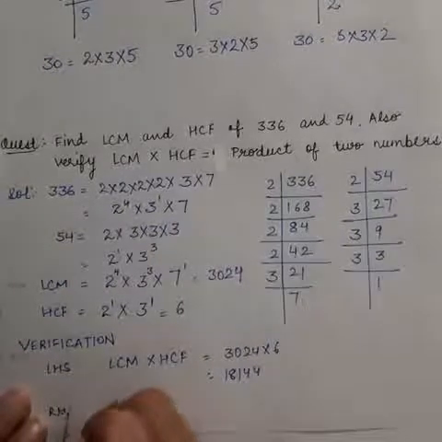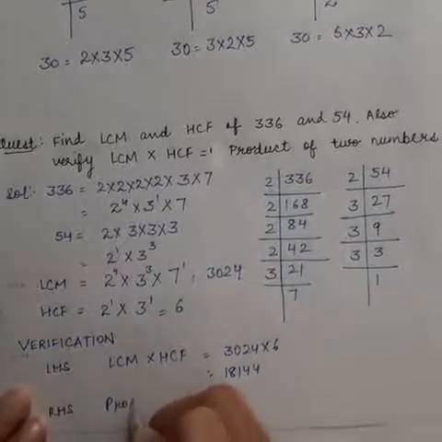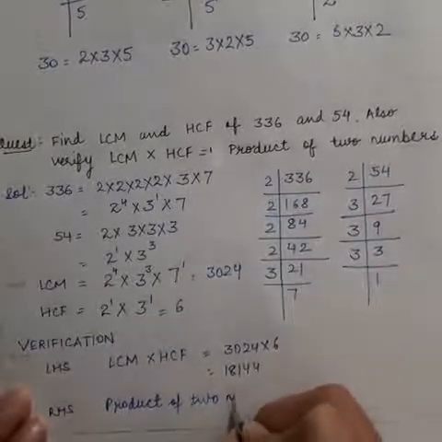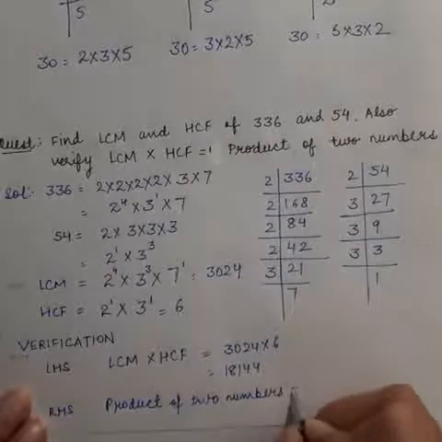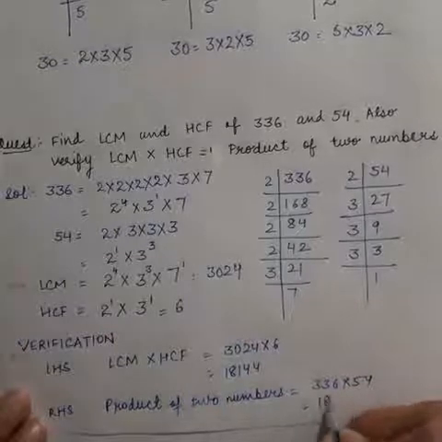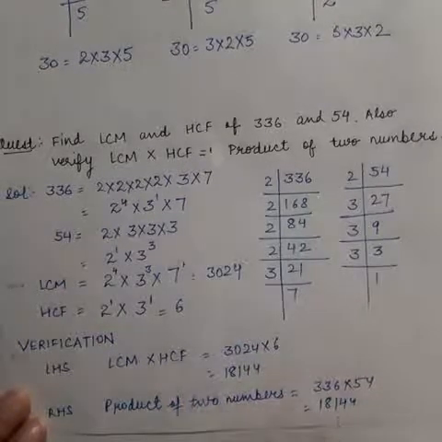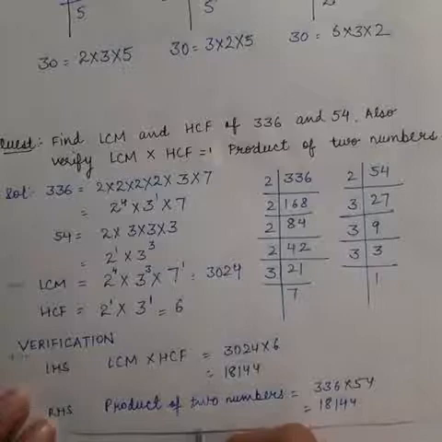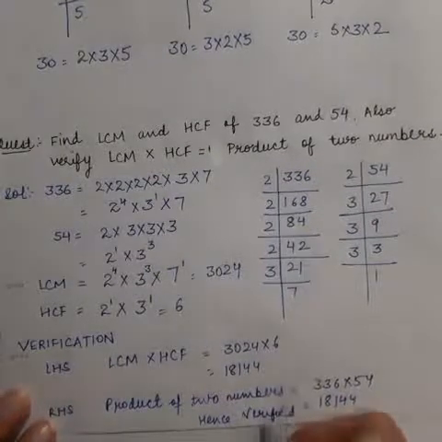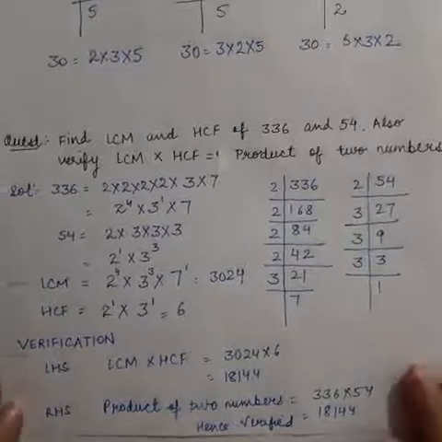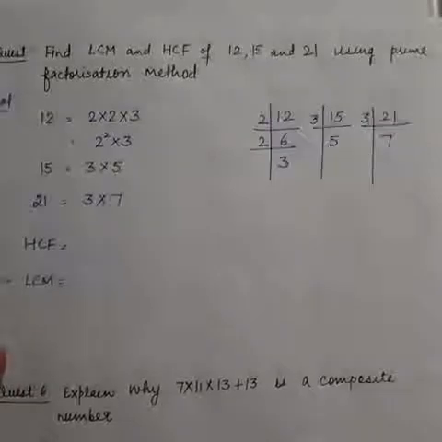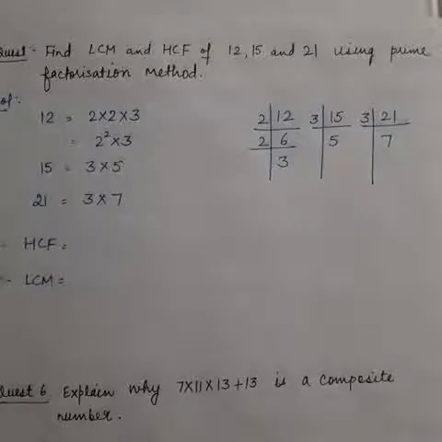And right hand side, if you are going to find the product of two numbers, you are going to get 336 into 54, which is again 18144. So left hand side comes out to be equal to right hand side. This is verified. While doing the verification, you always have to solve the left hand side and right hand side separately. Coming to the next question, find the LCM and HCF of 12, 15 and 21.